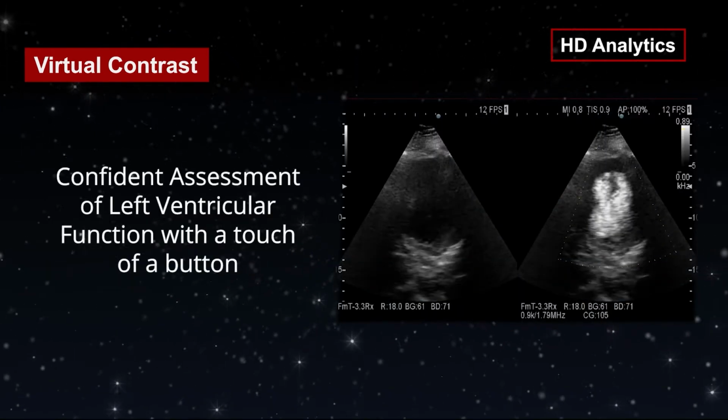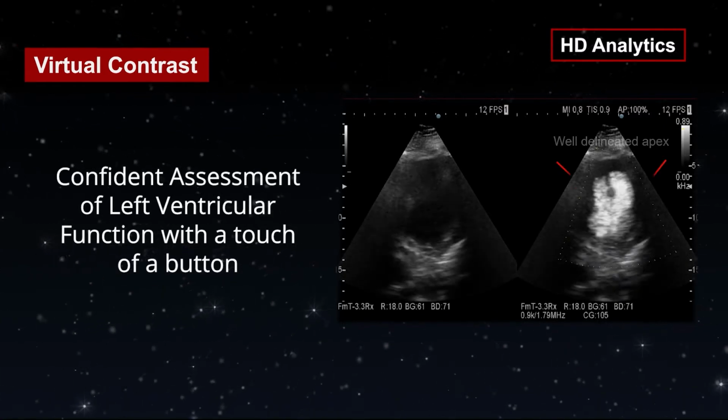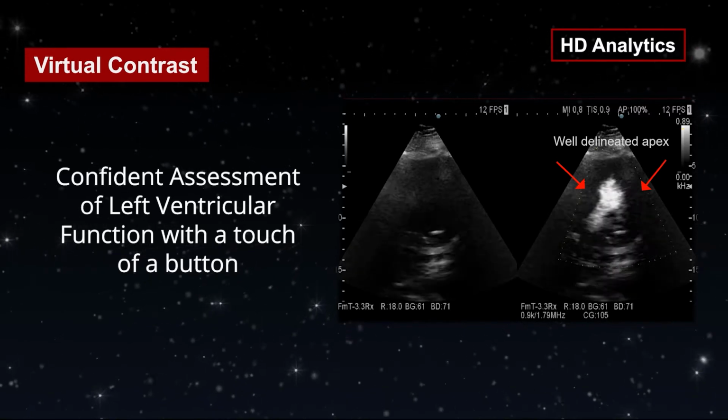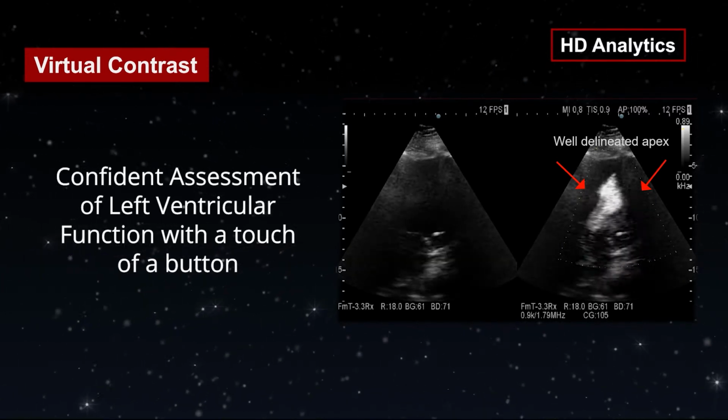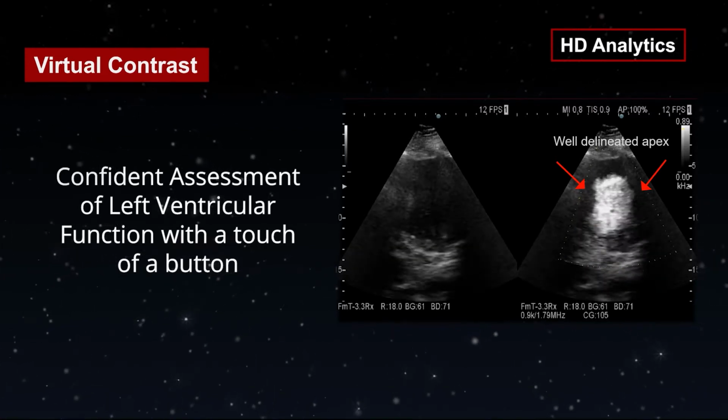As shown on the left image, it is impossible to evaluate the heart function. With just a touch of a button, clinicians can now use virtual contrast to visualize the endocardial border in the left ventricle, for a confident quantification and assessment of left ventricular function.